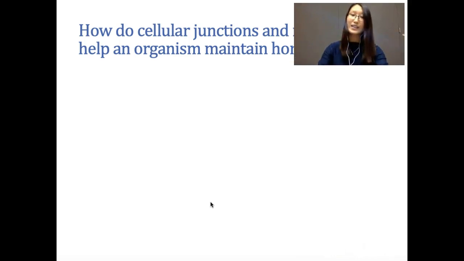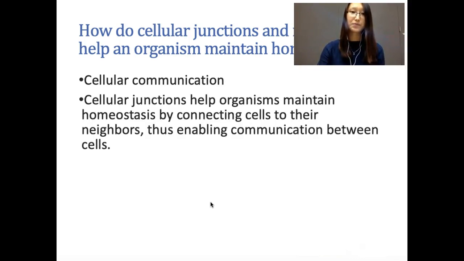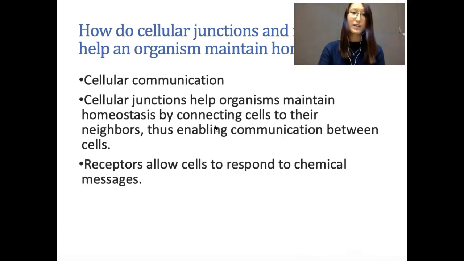If part of your body gets invaded, we need to send all the white blood cells over there to fix the problems. So cellular junctions and receptors help cells talk to each other. So it's responsible for cellular communication. It helps organisms maintain homeostasis by connecting cells to their neighbors. So the junctions are, if you have two cells next to each other, there are kind of holes in between, in the cell membrane, that allow the cells to send signals through the holes. So we'll look at a picture of that.